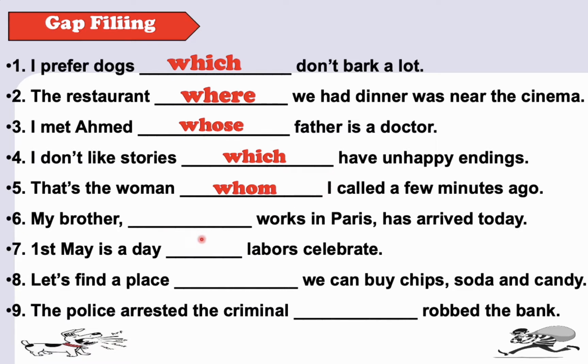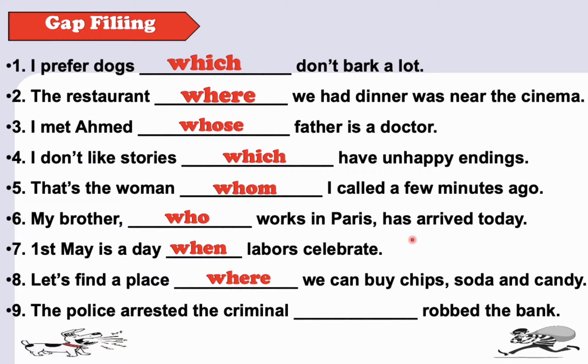My brother who works in Paris has arrived. Again, my brother, it is people. So what are we going to use, who or whom? Whom is followed by a pronoun or noun. But here we have works, which is a verb. So who, very good. My brother who works in Paris has arrived today. 1st May is a day. So day, it is when, because here we are talking about time. Let's find a place. Place, good, it is where.